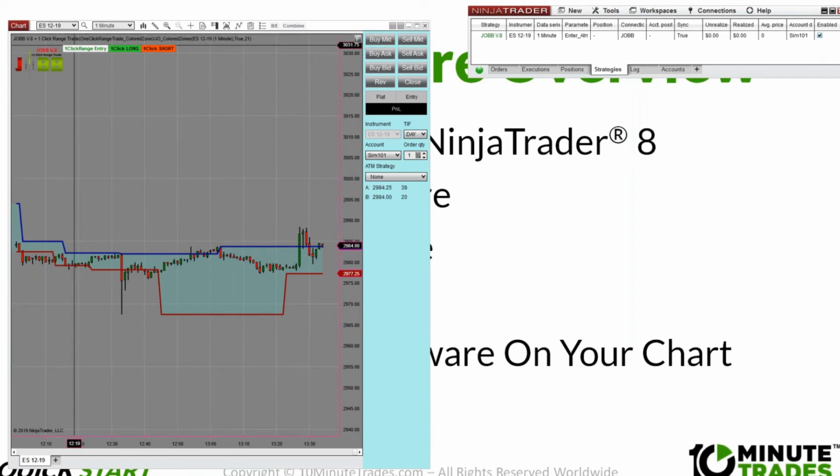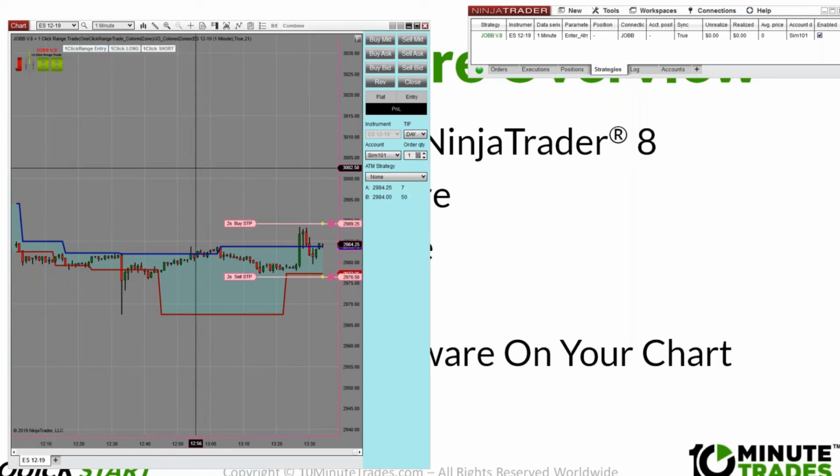But nothing happens until I tell the trade to start to calculate. One-click range trade entry puts my orders in. If the price is above the zone, it uses the high plus the ticks above and below.